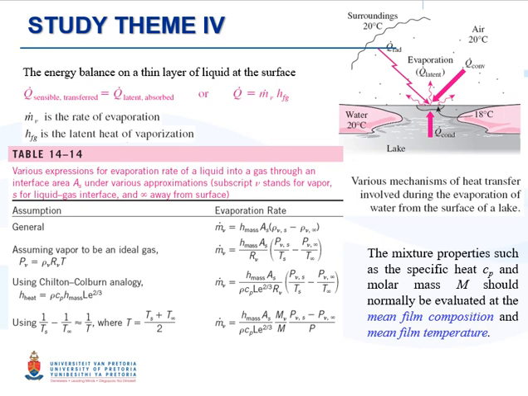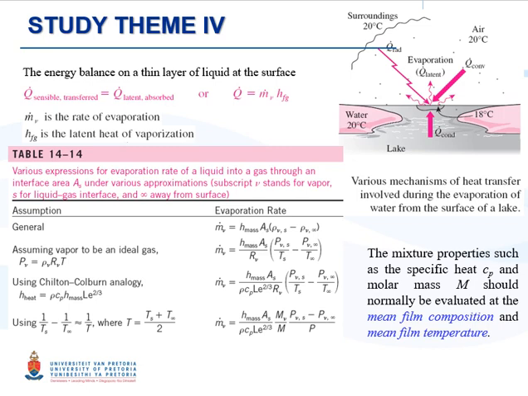Table 14.14 of your textbook shows various expressions for the evaporation rate of the liquid into the gas through an interface area A under various approximations. As you can see, for evaporation rate in general, m dot is h mass A divided by rho v,s minus rho v,infinity. If it's an ideal gas, there is another correlation you can use.